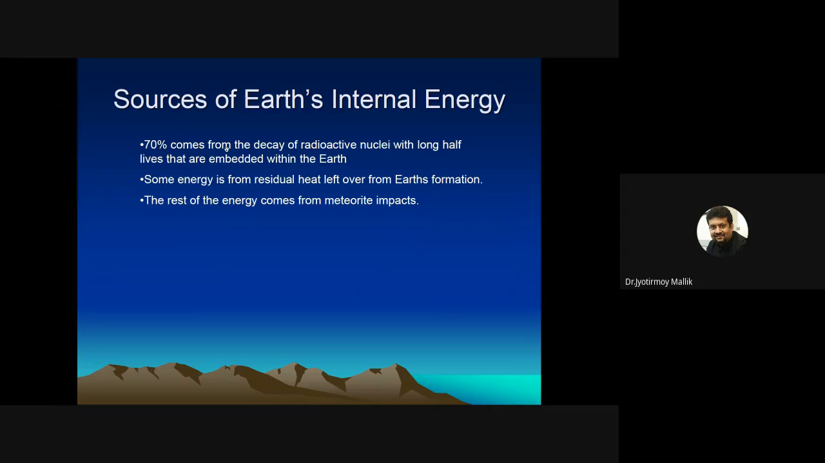So, 70% of it comes from the decay of radioactive nuclei with long half lives that are embedded within the Earth. Okay? So, the major source of the heat is radioactive decay. Some energy is from the residual heat over the Earth's formation. As you know, Earth had a very high temperature when it formed, and then it is slowly decreasing its temperature because it wants to come back to equilibrium. Why it wants to come back to equilibrium and how it comes back to equilibrium, we discussed in the last video. I hope you remember them. And the rest of the energy comes from meteoritic impact.